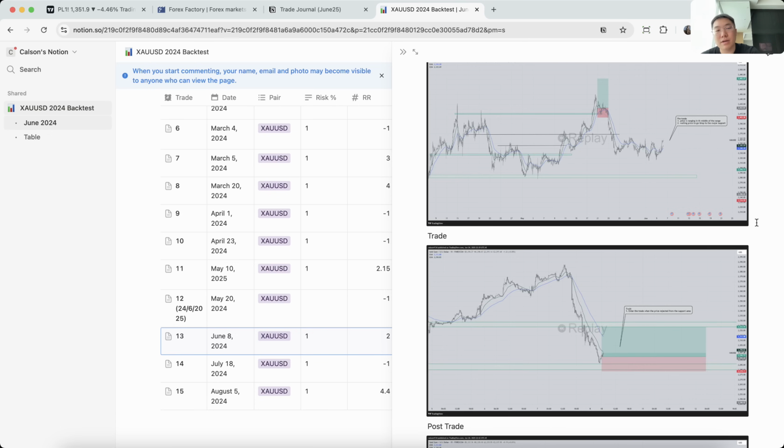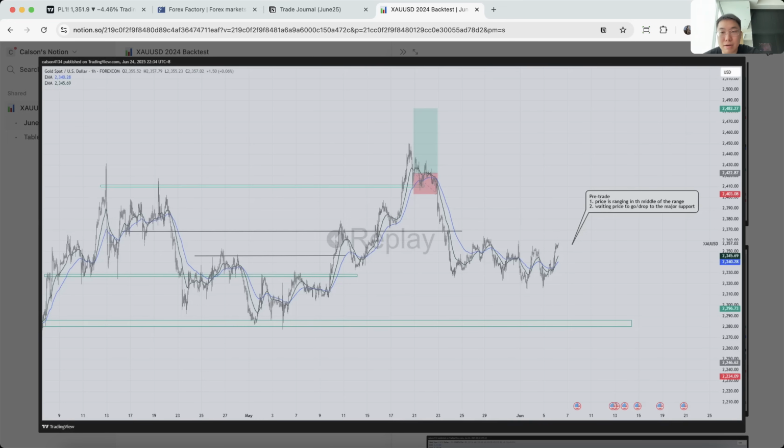But another question here is the way you enter a trade will also ultimately affect the way you place your stop loss. So if let's say you enter based on that pin bar, this one bigger, that one smaller, your stop loss size is going to be different. And when your stop loss size is different, your risk reward is going to be affected as well. How do you define your TP?